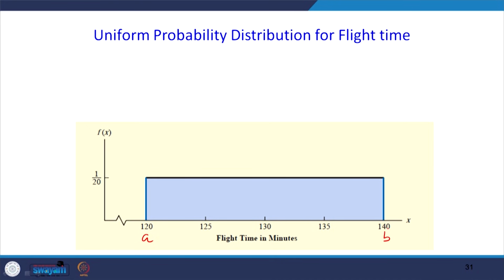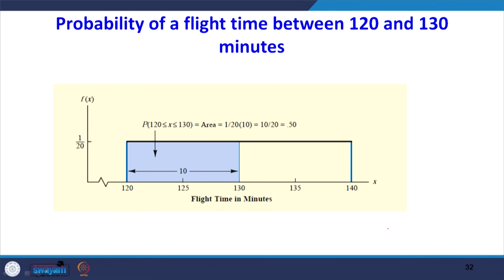Suppose you are asked to find the probability of a flight time between 120 and 130 minutes. Suppose somebody is asking what is the probability of that flight arriving between 120 and 130 minutes. So, what you have to do is (130 minus 120) divided by (140 minus 120). When you simplify, you will get 0.50. So, the probability of that flight arriving between 120 and 130 minutes is 50%.